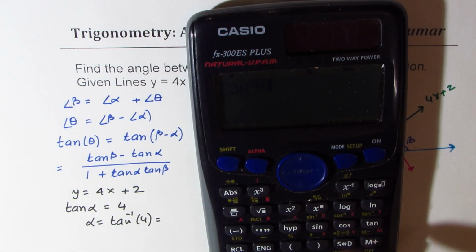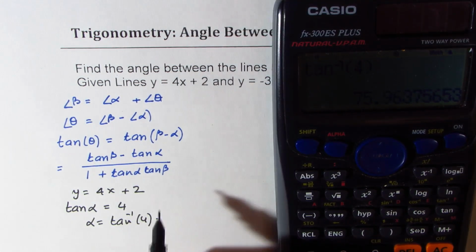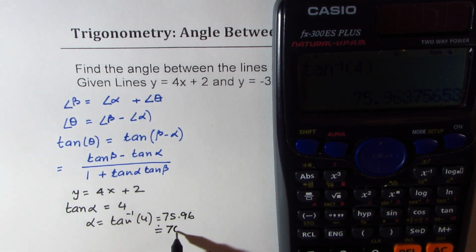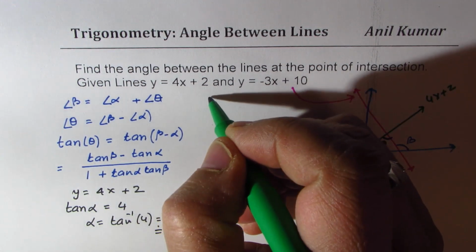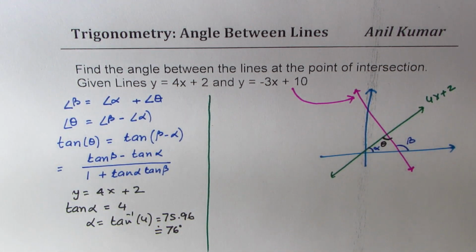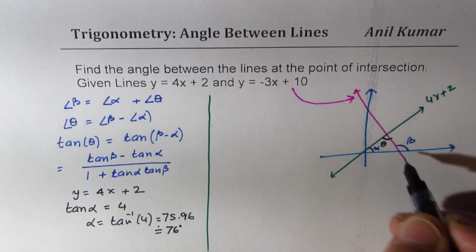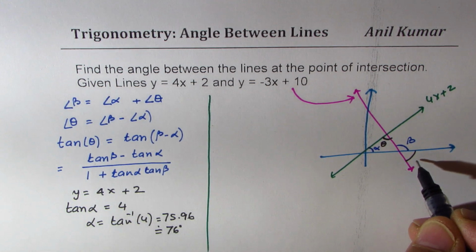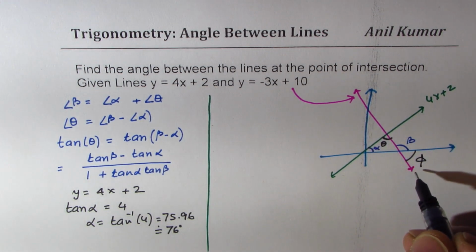So shift tan inverse of 4 is equal to 75.96. Let's approximate this to, let's say, 76 degrees. So we get one of the angles, which is alpha. To find beta, we can again use the same formula, knowing that slope is tan of an angle. Now since this is a negative slope, you actually get this angle. Let me call this angle phi. We'll find actually this angle because it is the line which is dropping.